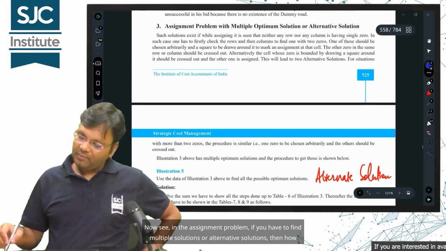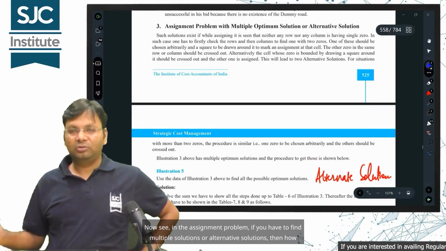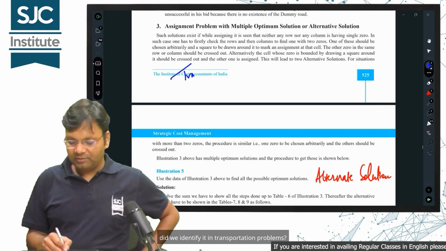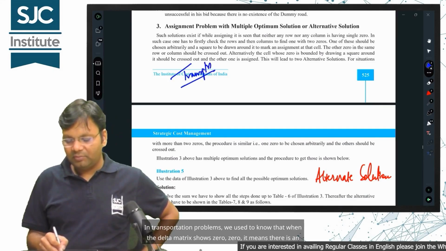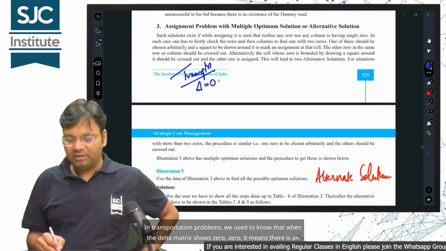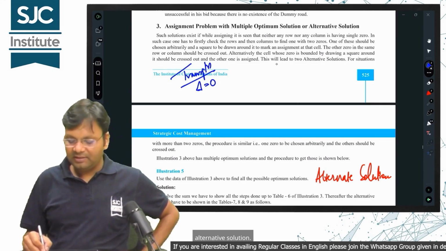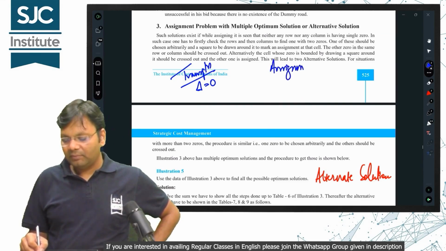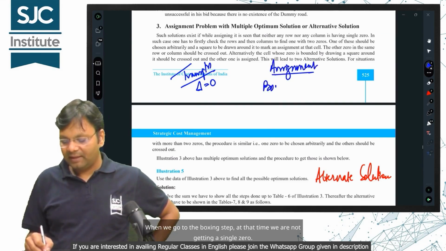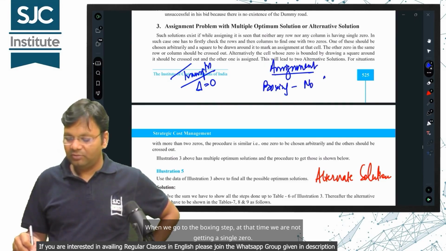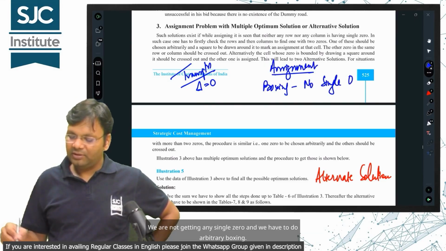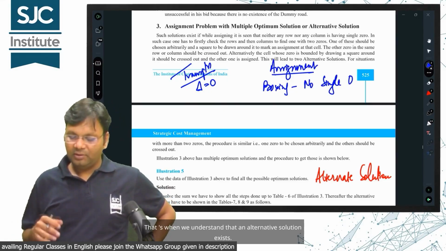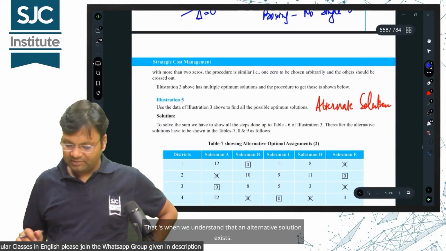Now see, in the assignment problem, if you have to find multiple solutions or alternative solutions, how did we identify it in transportation problems? In transportation problems, we knew that when the delta matrix shows 0, it means there is an alternative solution. And how will we know in our assignment problem? When we go to the boxing step, at that time we are not getting a single 0 and we have to do arbitrary boxing. That's when we understand that an alternative solution exists.